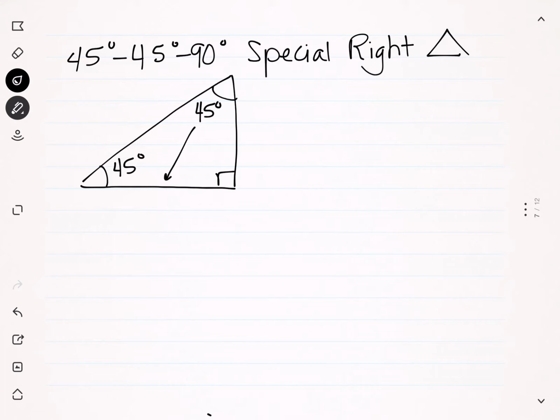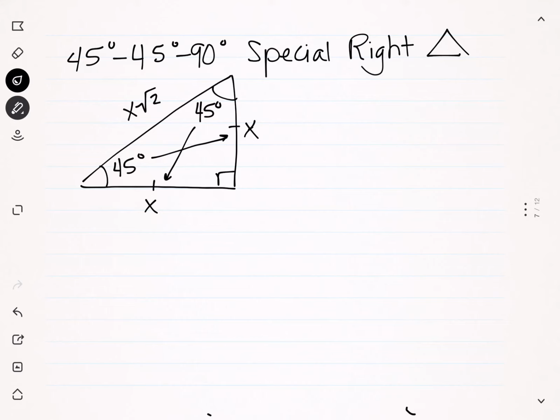the sides opposite them will be congruent. So it will be what we call an isosceles triangle. So these values, these legs, are going to be the same value. We're going to call them x. And then we can prove using the Pythagorean theorem that the hypotenuse then would be x root 2.